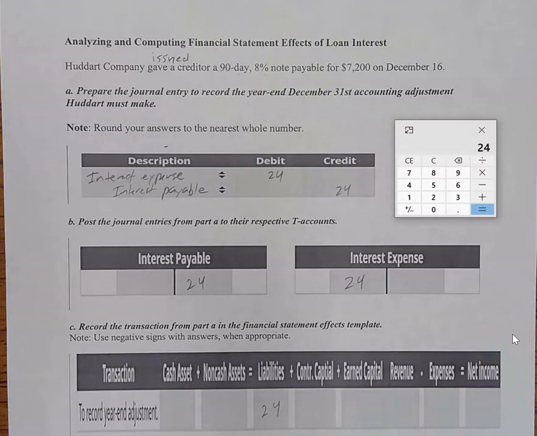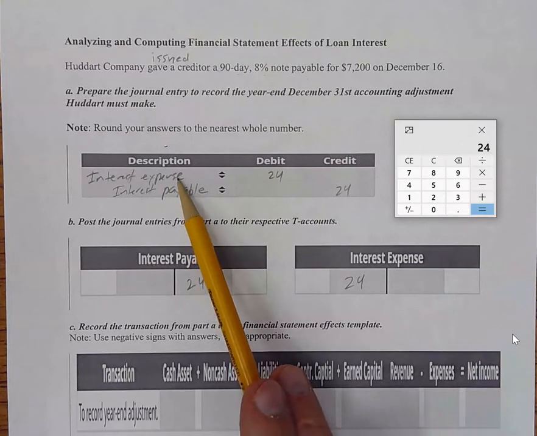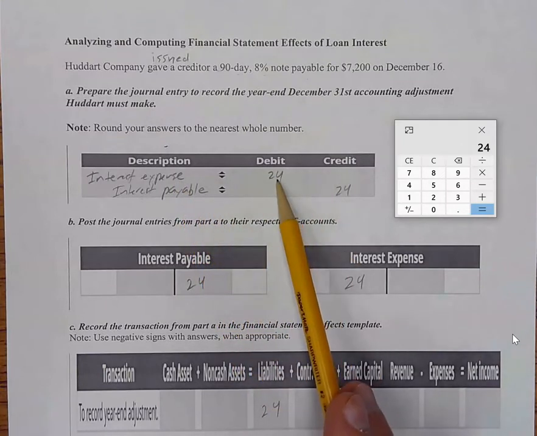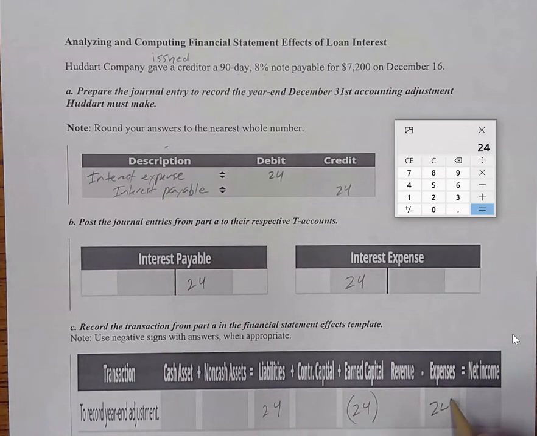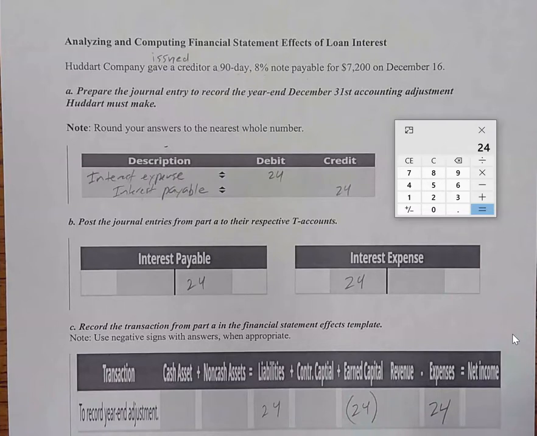Earned capital. Well, we have interest expense up here, and this $24 is going to reduce net income in the other income and expense, gains and losses section of the income statement. So earned capital is going to go down by $24. We don't have any impact on revenue here, but we do have, again, this interest expense of $24, and the expense is going up. So we're just going to enter the $24 as a positive number there. And then net income, well, if earned capital is a negative, net income also a negative.